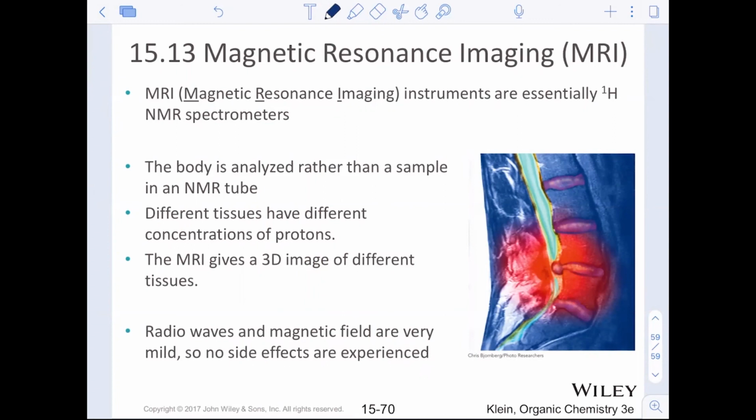Radio waves and magnetic fields are very, very mild, so that we have no side effects. But again, you're sitting in a pretty big NMR when you think about getting an MRI in the medical field. So this is a truly medically applied type of instrumentation, which is just really awesome that we can do this with the human body.